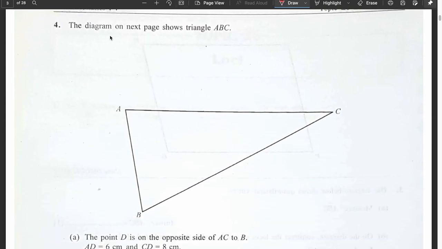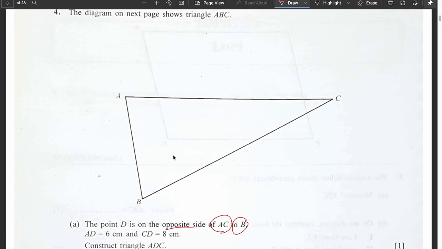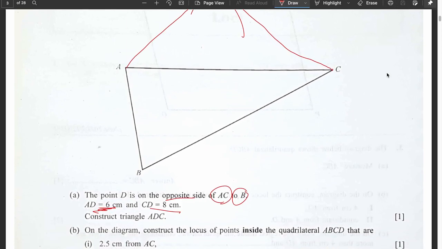Question number 4. The diagram on the next page shows triangle ABC. The point D is on opposite side of AC to B. This is B, opposite to AC, so D must be on this side. First thing. AD is 6 centimeters, so an arc of 6 centimeters done. CD is 8 centimeters, an arc of 8 centimeters from C done. So this is my point D, and AD, DC connected. Construct the triangle done.